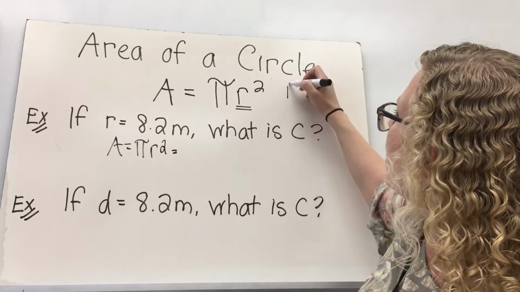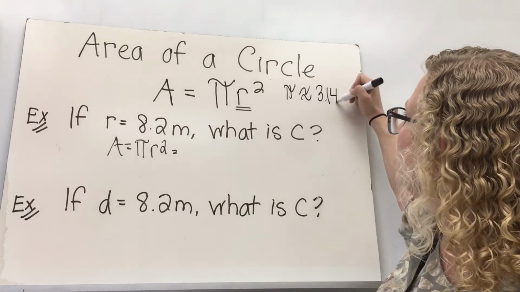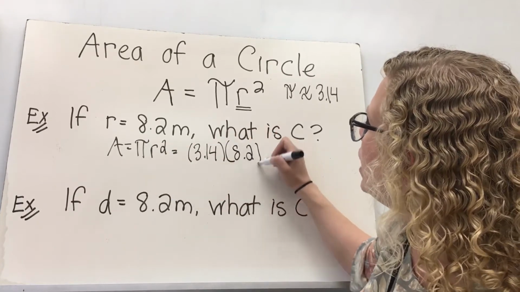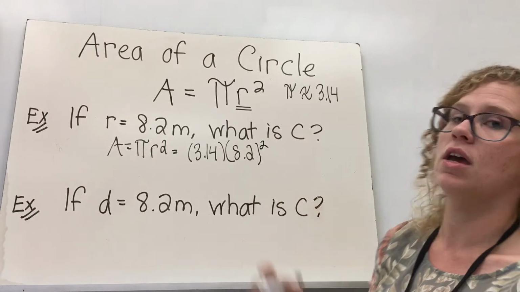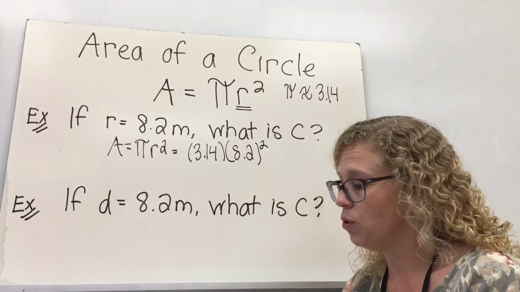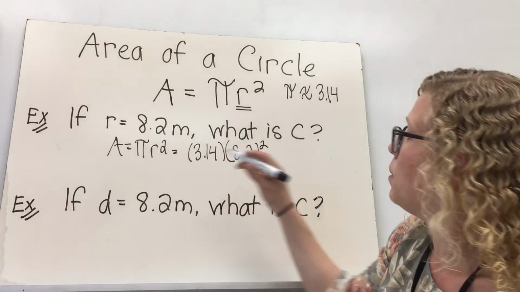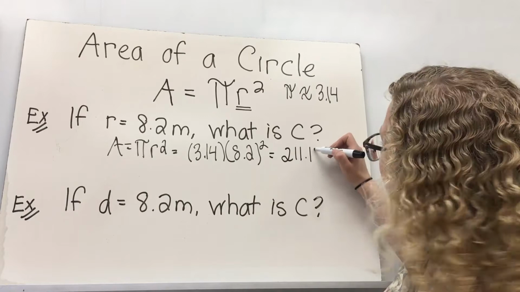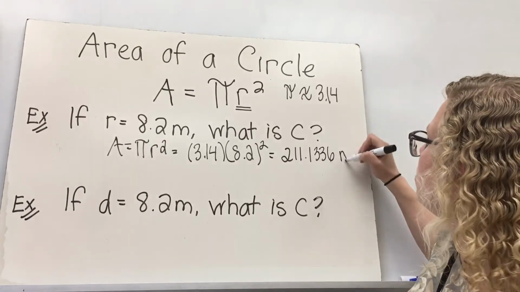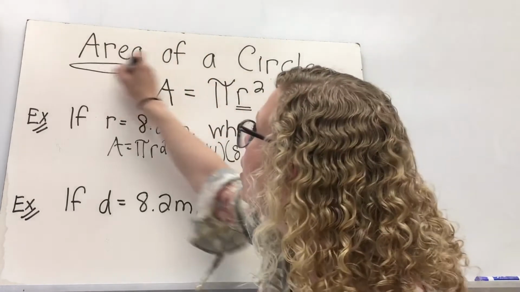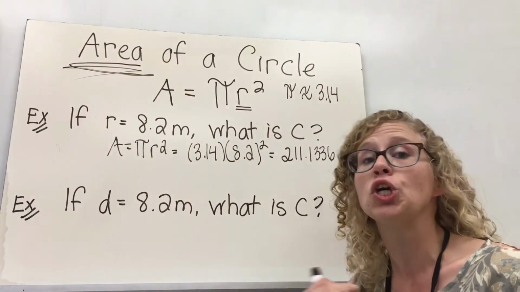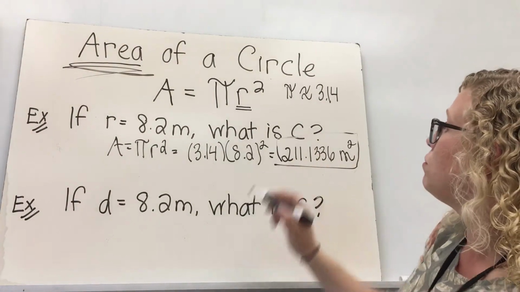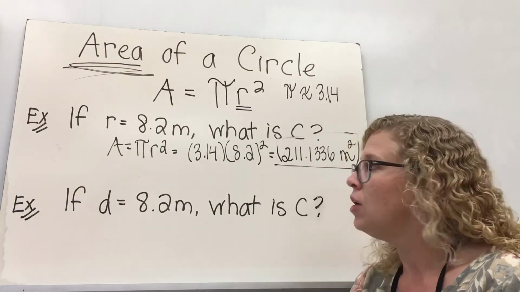I'm going to use again my pi to be approximately 3.14. So I will now multiply 3.14 times the radius, 8.2 meters, and we're going to have to square the 8.2 meters. So first on your calculator, you want to do 8.2 squared, then multiply by 3.14, and you should get 211 and 1,336 10,000ths meter. And now we're talking about area. Remember, it's the number of square units that can fit inside the circle. So this is going to be meters squared. Always when you're finding area, your unit will be squared.